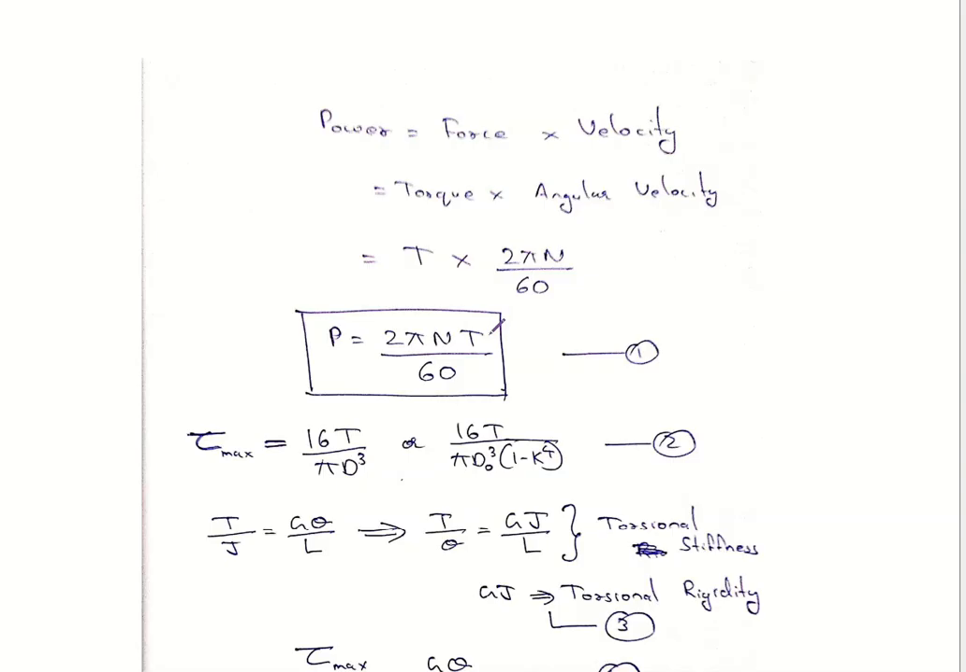in torsion, we already know that twisting moment is an important factor. The load is applied as a twisting moment. But in most numerical problems, the twisting moment is not given directly as T. We will be given the power value and the RPM value. With the power value and RPM value, we will have to find out the value of torque. So the twisting moment is given indirectly.